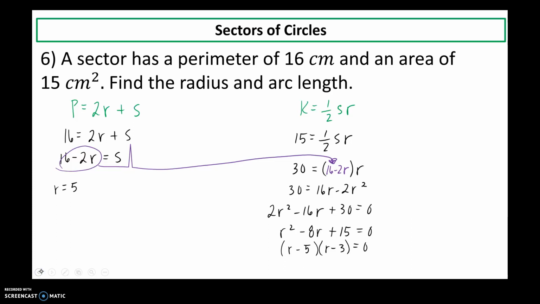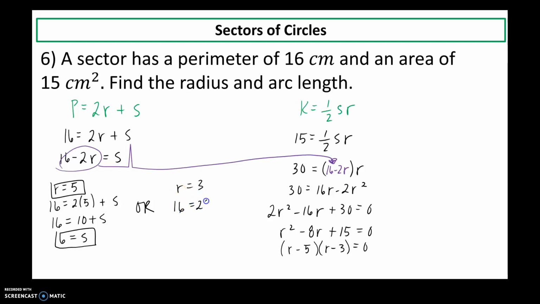If my radius is 5, 16 equals 2 times the radius plus the arc length. 16 equals 10 plus s. So I would get an arc length of 6. Or if my radius is equal to 3, plugging it back into the perimeter, 16 equals 2 times my radius plus my arc length. 16 equals 6 plus s. So then 10 would be my arc length.